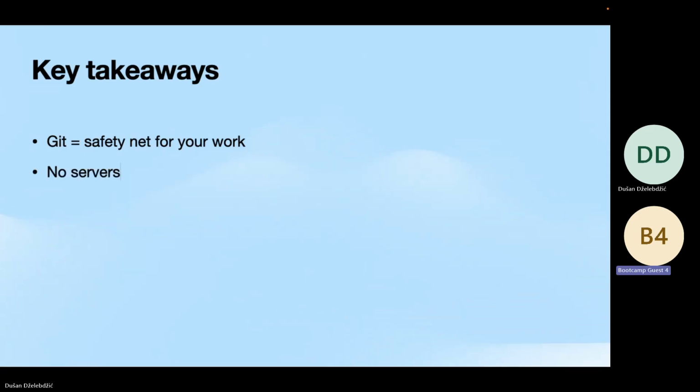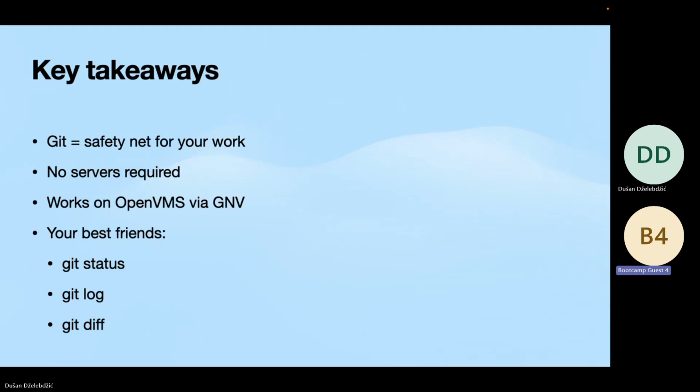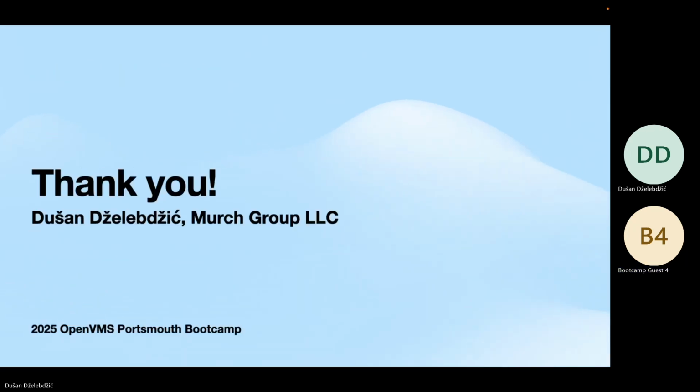For Git, there is no server required. Everything we did was completely local. And yes, having a server is good if you want to collaborate, if you want to do continuous integration, but it's not essential to the function of Git. Also, Git works on OpenVMS via GNV. And your best friends with Git would be git status, git log, and git diff. Status to see where you're at, what's changed, git log for history, and git diff to see what's changed and not tracked yet. Thank you.